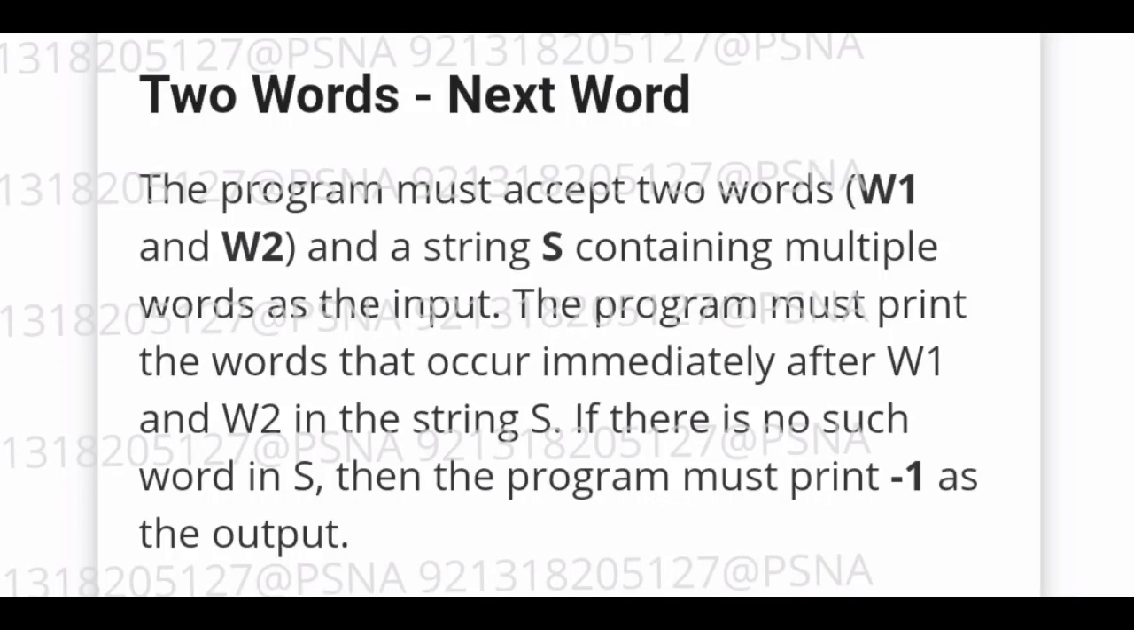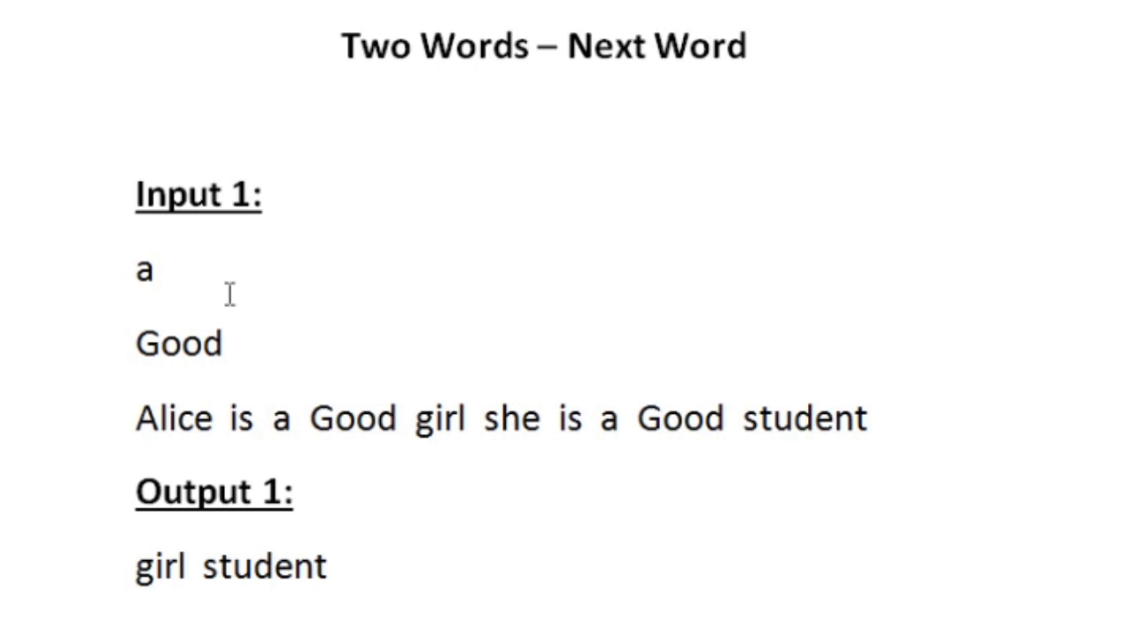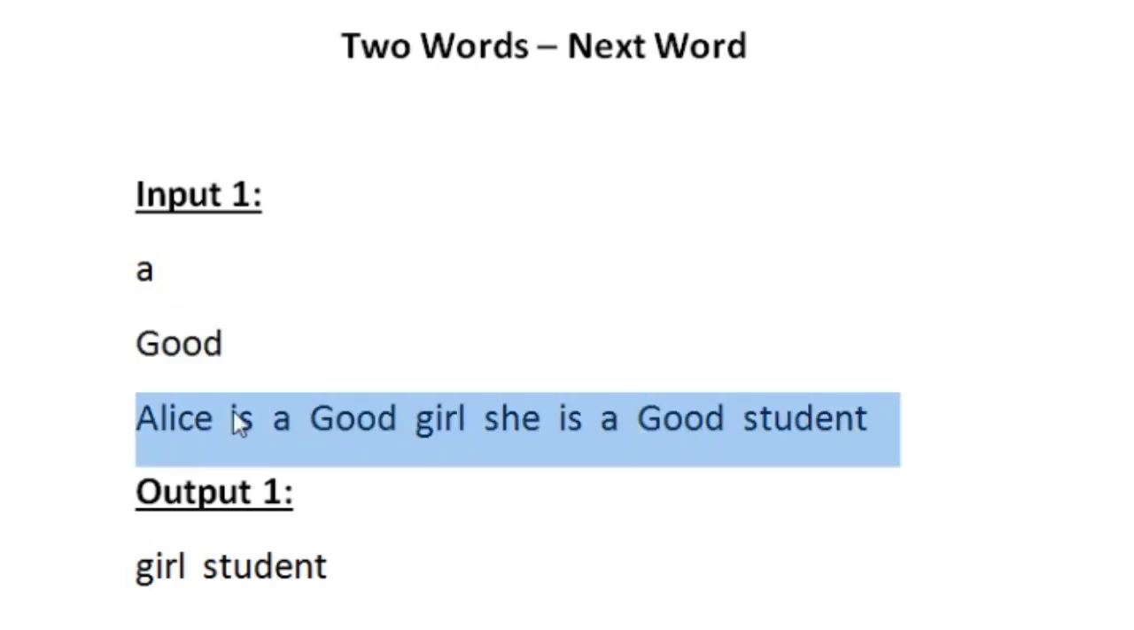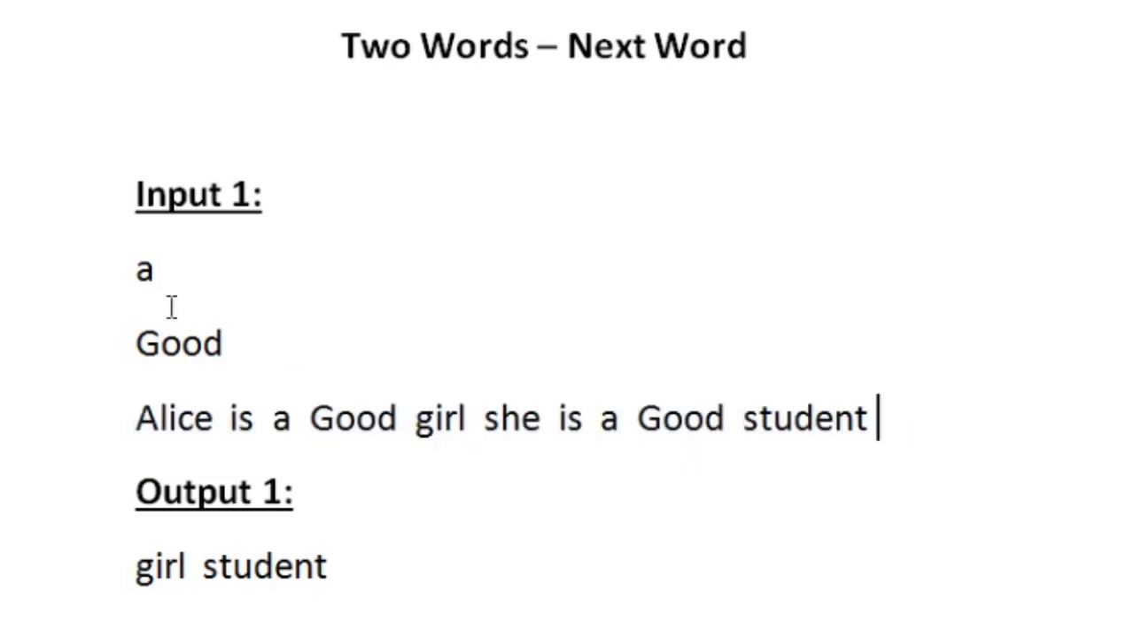This is the question asked in today's SkillTrack Daily Challenge. So we are given three lines of input. The first line contains the word W1, the second line contains the word W2, and the third line contains the string yes. The string yes is a space separated string which contains multiple words in it. So our task is to find the occurrence of W1 together with W2 in this string yes.